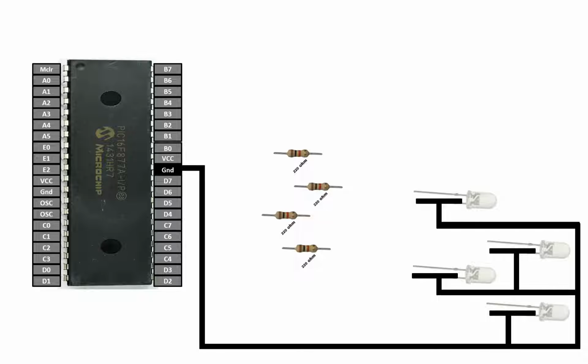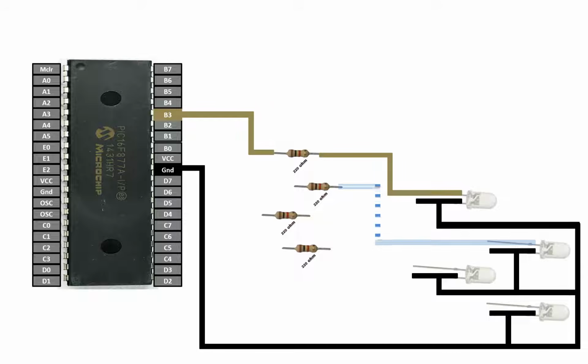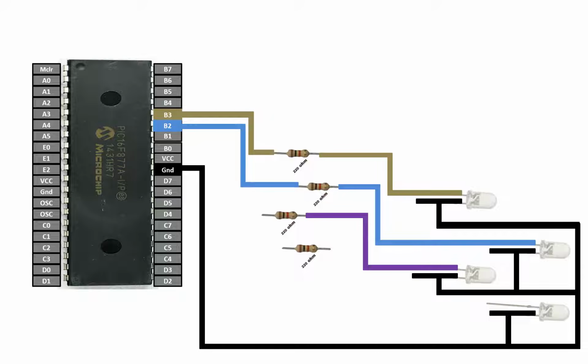Now guys, let's connect the longer pins. First of all, for the top LED, connect the longer pin to one end of the 220 ohm resistor like this. From the other end, you can connect it to any available digital input output pin of your PIC. I'm going to use the pin number B3 for this. Now for the second pin from top, connect the longer pin to one end of the 220 ohm resistor like this. From the other end, I connect it to the pin number B2 like this. Now similarly for the third LED, for the longer pin, connect it to one end of the 220 ohm resistor like this.